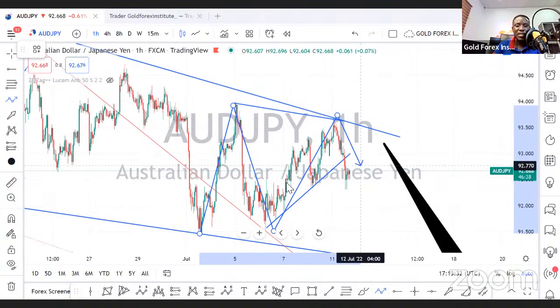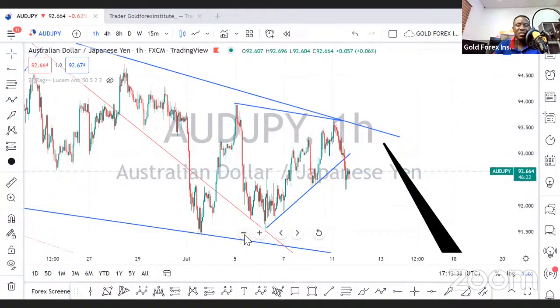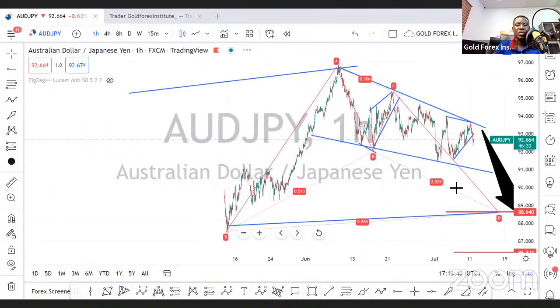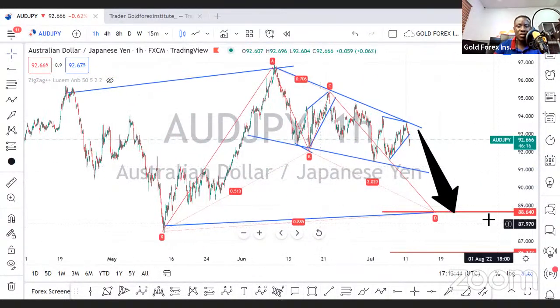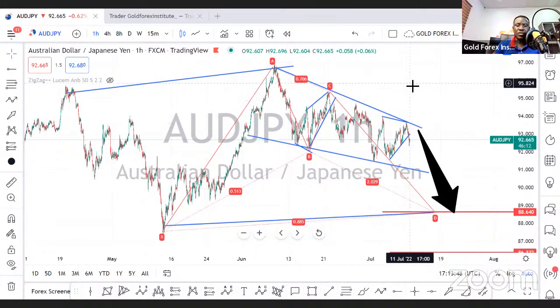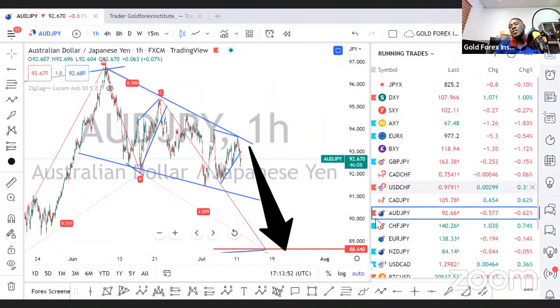So we are expecting the running flat. After that, we should see the bears coming in, right? So I'm still bearish on AUDJPY to 88.640, right?